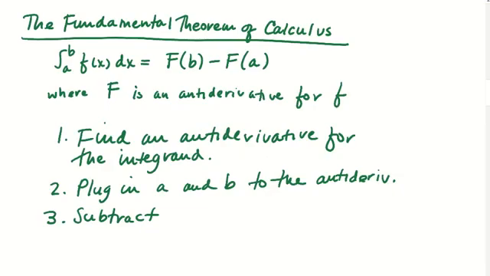So the fundamental theorem of calculus, probably also known as how to actually take an integral. How we do it is, first we're going to find an antiderivative for our integrand, and then we're going to plug in the bounds of integration, the a and the b, and then we're going to subtract. It's a three-step process. And probably within a week, it's going to just be second nature to you.